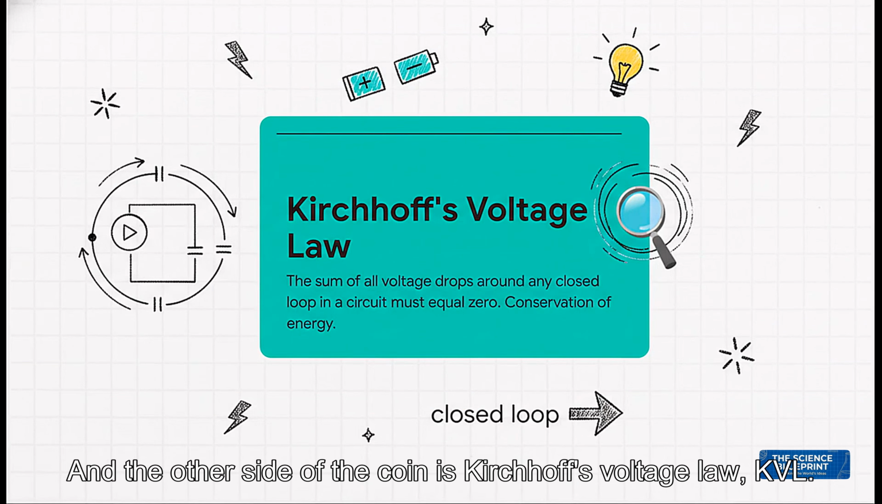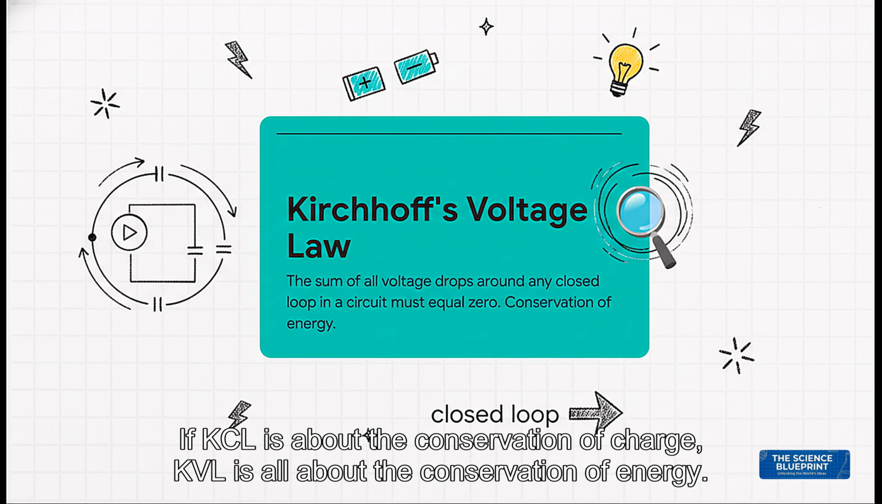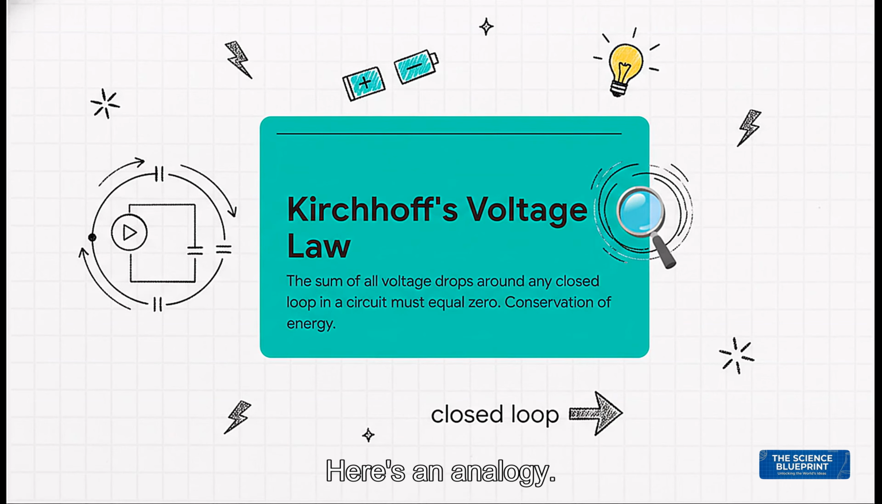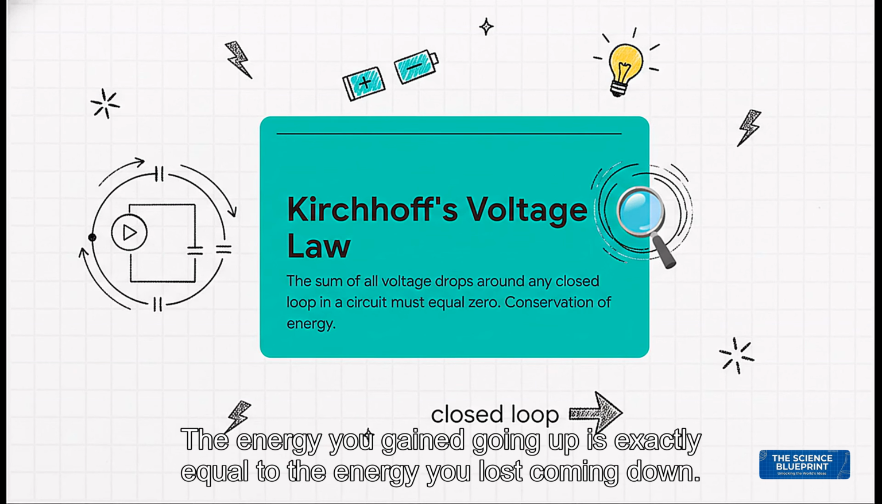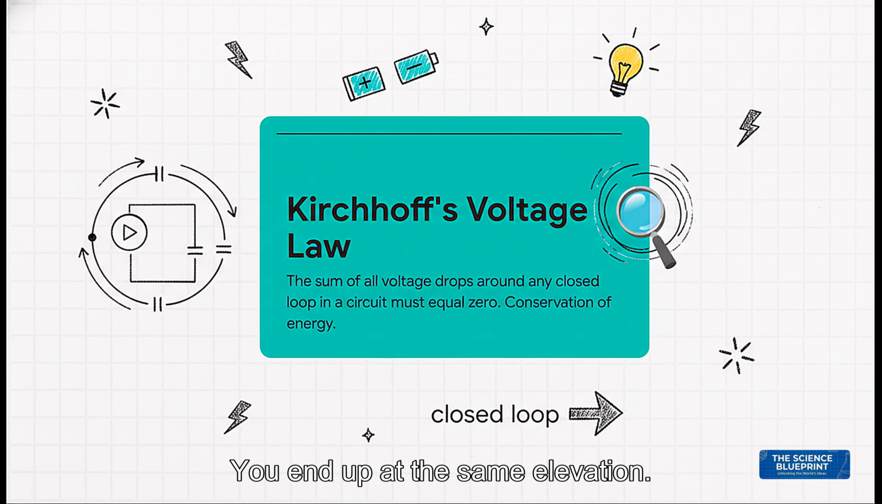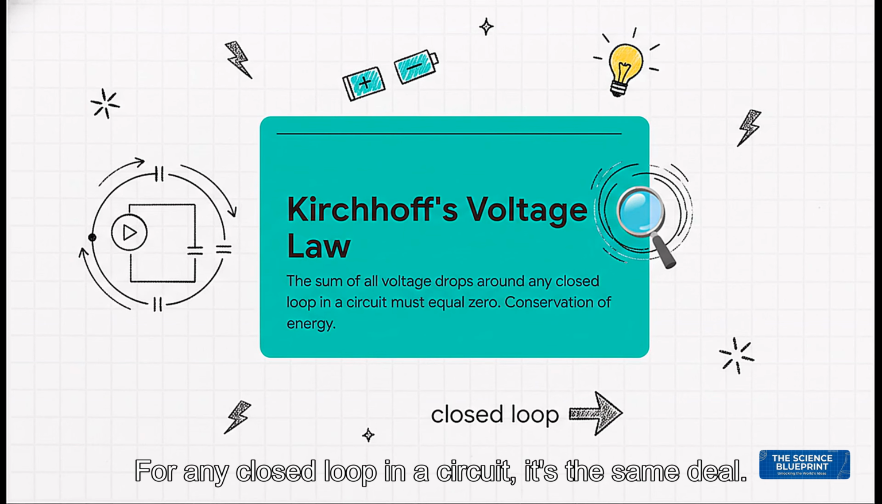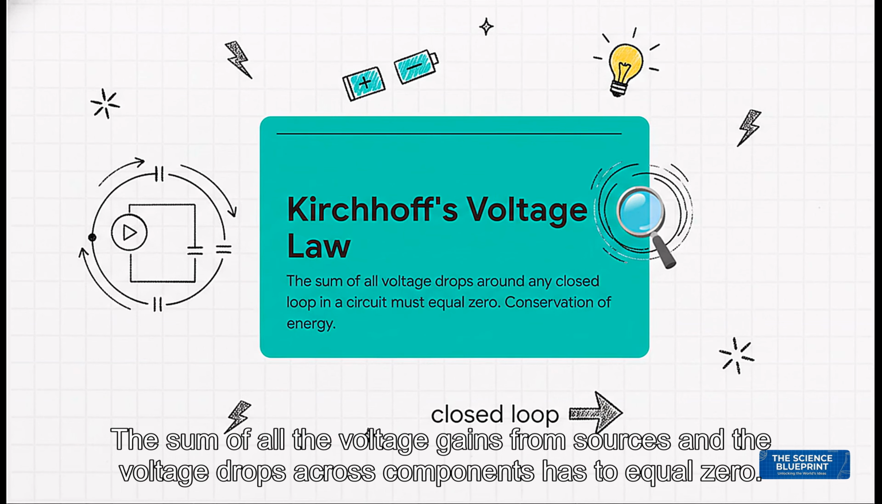And the other side of the coin is Kirchhoff's voltage law, KVL. If KCL is about the conservation of charge, KVL is all about the conservation of energy. Here's an analogy. Think about walking up a hill and then back down to where you started. The energy you gained going up is exactly equal to the energy you lost coming down. You end up at the same elevation. For any closed loop in a circuit, it's the same deal. The sum of all the voltage gains from sources and the voltage drops across components has to equal 0.